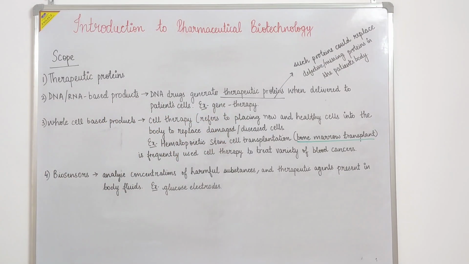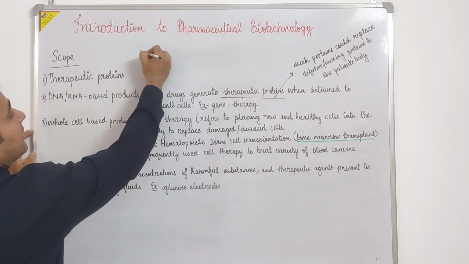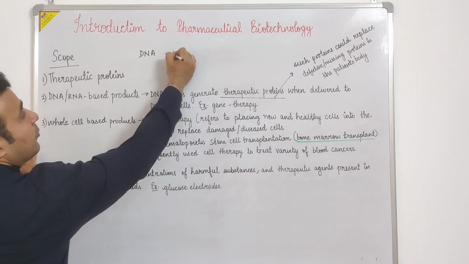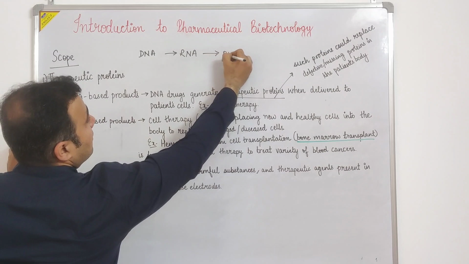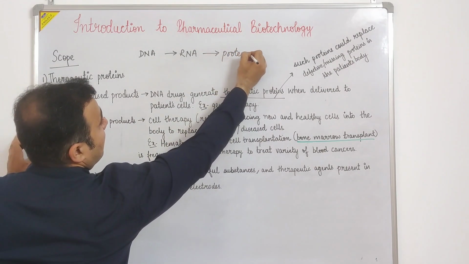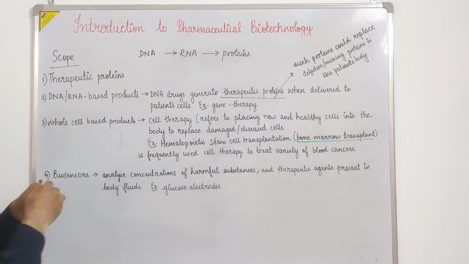Okay, herein what we do, you are all aware of the central dogma. Okay, that DNA produces RNA, and then RNA produces proteins. Okay, so what happens?